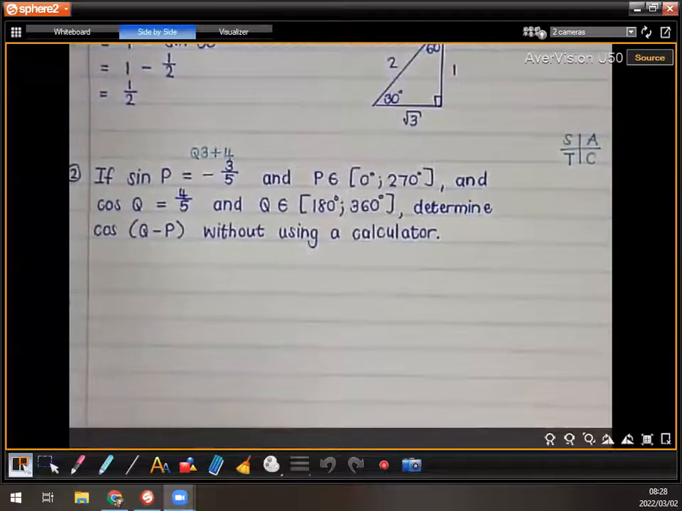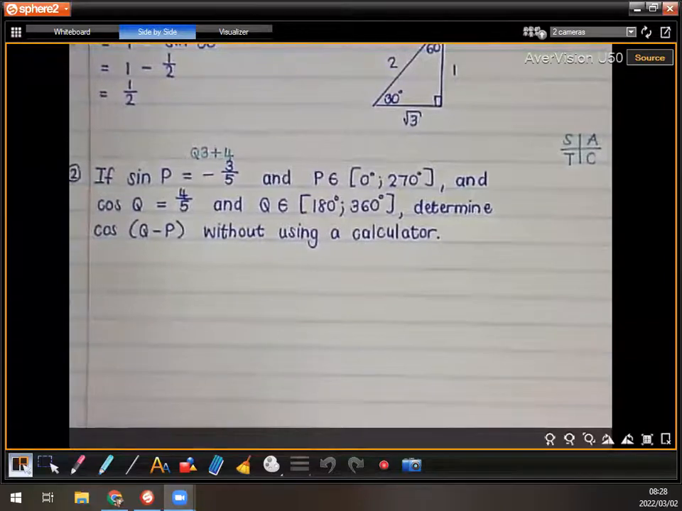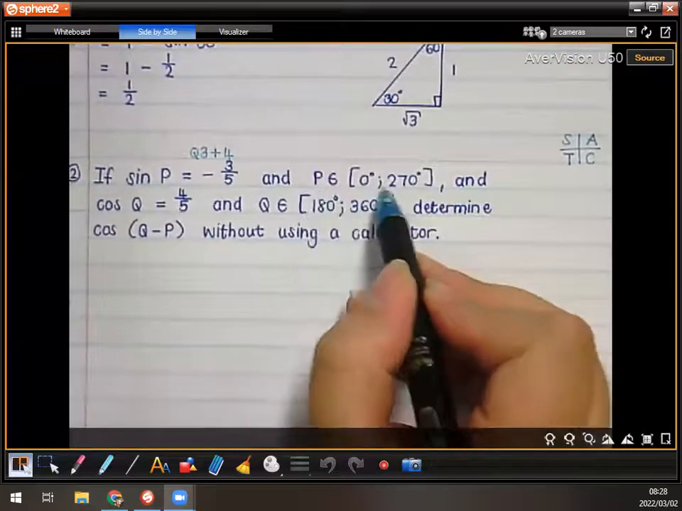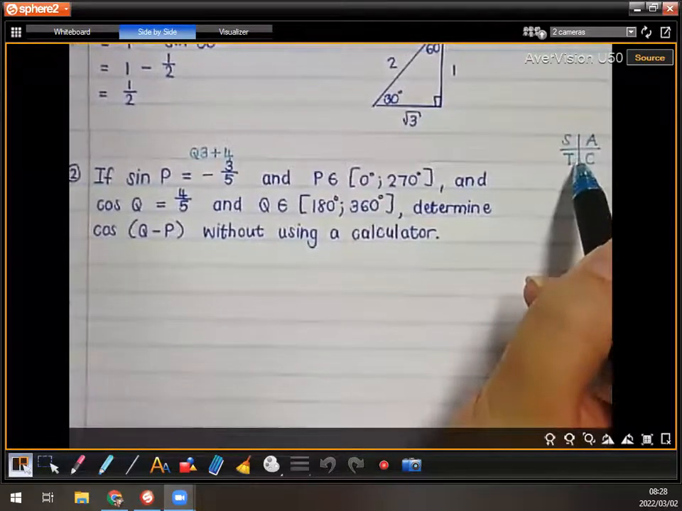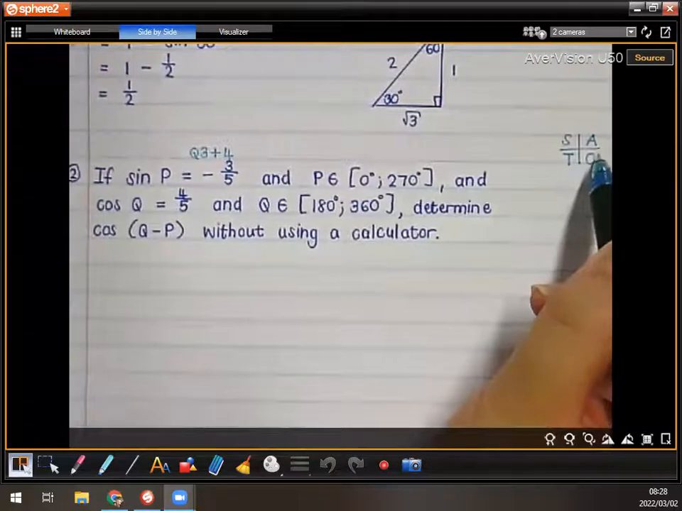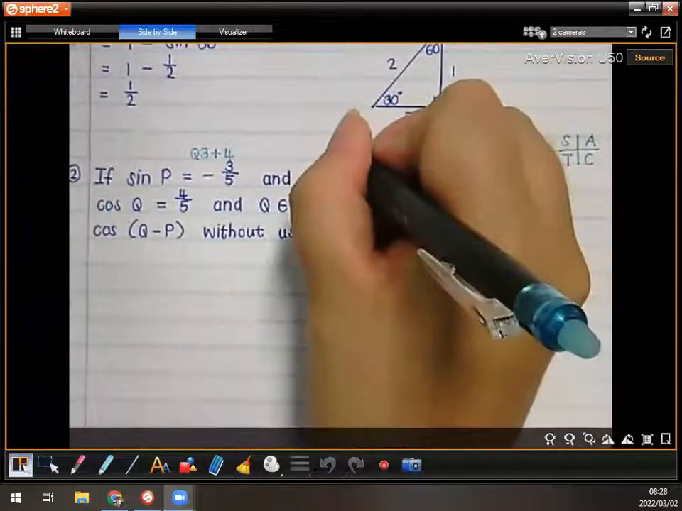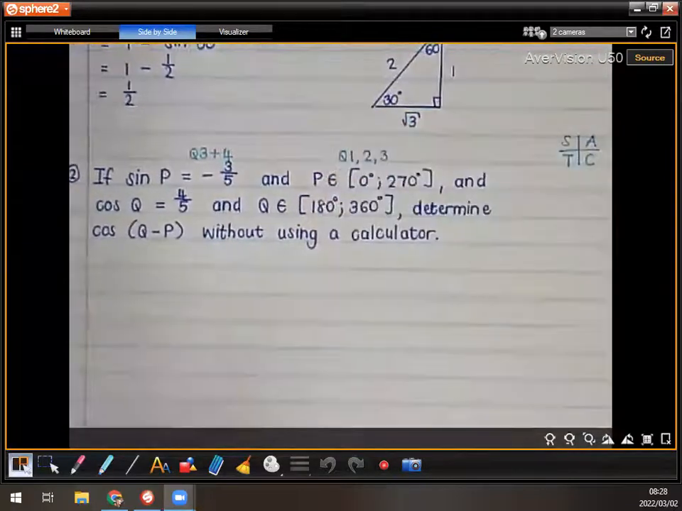So now how do we decide? They have to give us another piece of information, because we can't draw a triangle in both quadrants. They're telling us that P has to be between 0 and 270. So can it be in the fourth quadrant, guys? No. So 0 to 270 includes quadrants 1, 2, and 3.